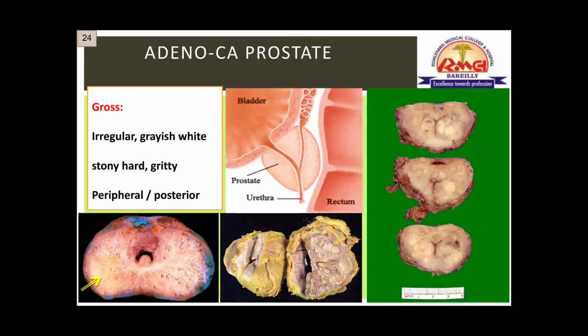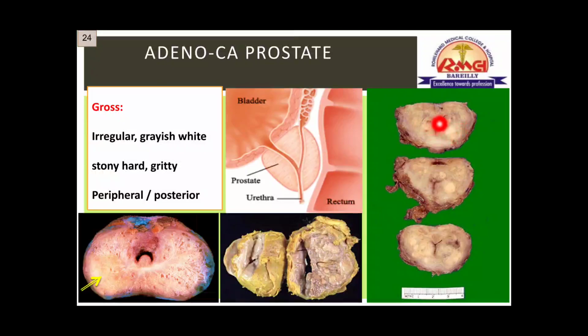Grossly, the adenocarcinoma of the prostate is seen as a greyish white, hard, gritty tumor in the peripheral zone of the prostate. Since it is seen in the peripheral zone, it is useful because on PR examination prostatic carcinoma can be detected early, as the growth is seen posteriorly in the peripheral zones. When it enlarges, it can easily be felt by per rectal examination.